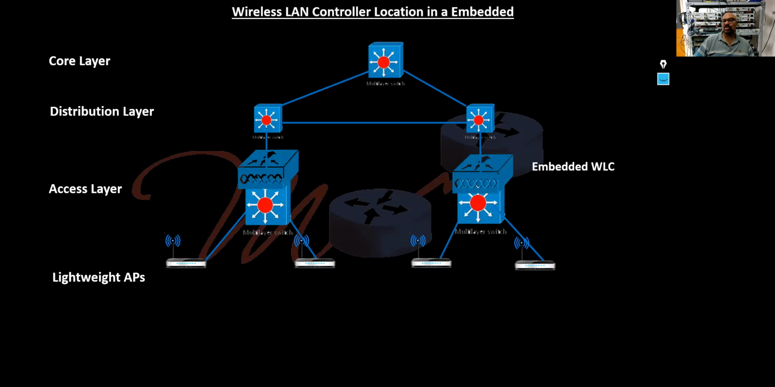Embedded. So you have small access points within your network which are connected to your access layer or something. That is embedded wireless LAN access. It's a different design.